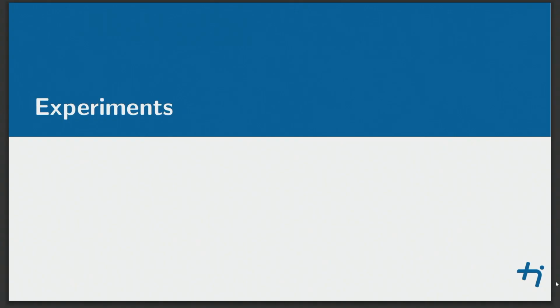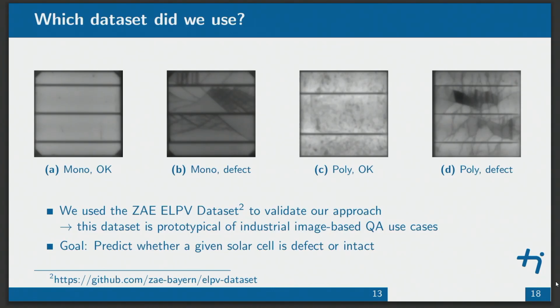Yeah. So that was a lot of theory. Now let's jump into the experiments. So how did we evaluate this cascade? And here we settled for a prototypical industrial defect detection use case. And here we settled for pictures and images.